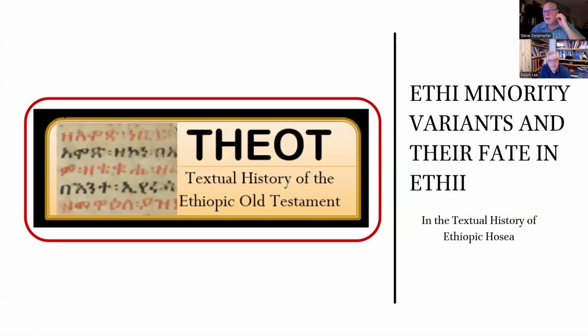Steve Delamorter here with Dr. Ralph Lee, and we'd like to walk through one of our most interesting and important data sets from the project. It has to do with ETH1 minority variants and what happens to them in the ETH2 period. And this data is all related to the book of Hosea.